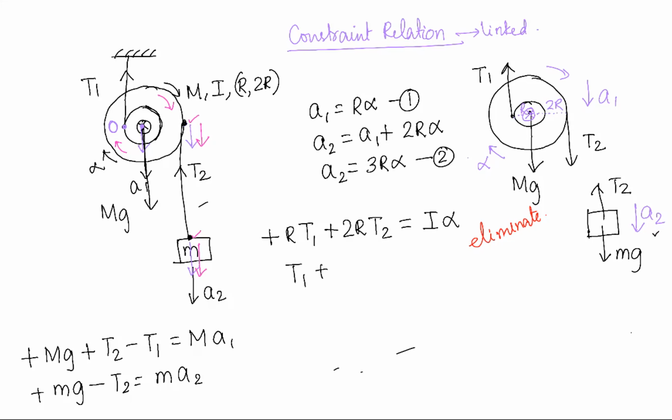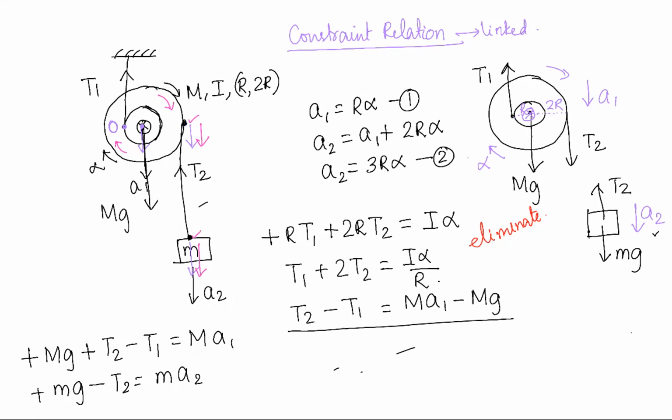T1 plus 2 times T2 is equal to I alpha divided by R. ठीक है, पहला वाला इक्वेशन अगर हम लोग लिखेंगे तो T2 minus T1 is equal to MA1, तो M into A1 minus mg. Let's see. ठीक है, let's not be like absolutely perfect, लेकिन अपन थोड़ा बहुत ऑप्टिमाइज तो करते हैं. तो T1 और T1 यहाँ पे कैंसिल हो जाएगा, तो you will get 3T2 is equal to I alpha divided by R plus MA1 minus mg. ठीक है, अपन यहाँ तक पहुँच गए.